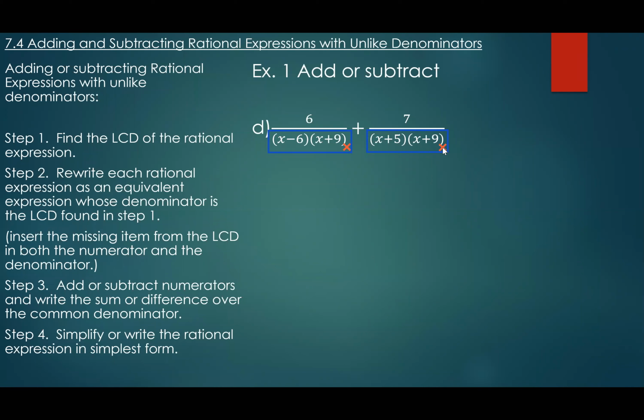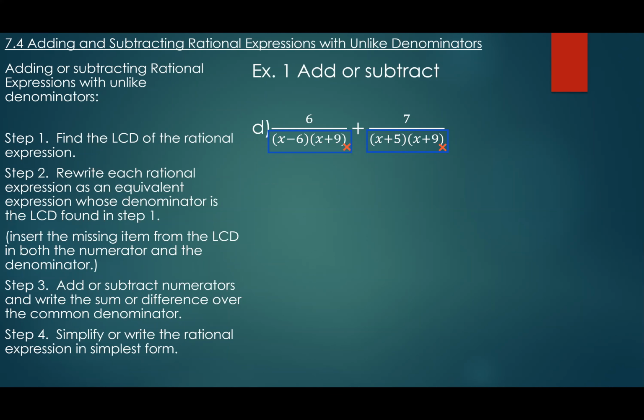So now if they are different, what we need to do is find an LCD. How do we find an LCD? This is what you need to do: you take the first item, x minus 6, x plus 9, and put that together with x plus 5, x plus 9. All you do is merge them together. But if a factor repeats on both sides, then we only use it one time.